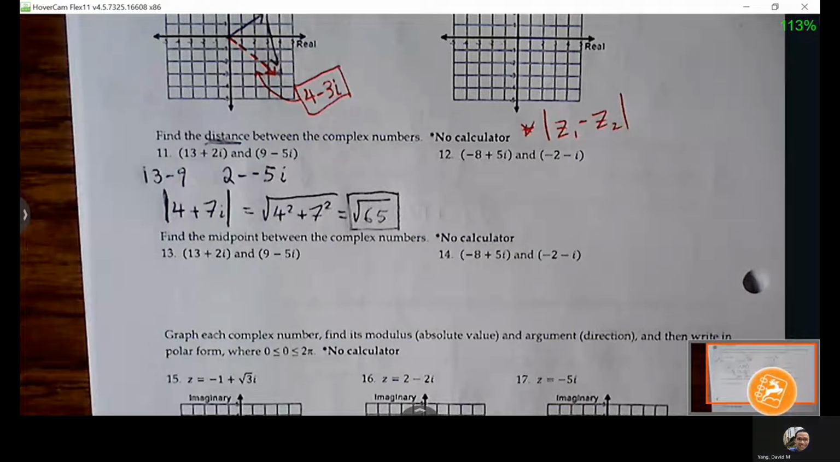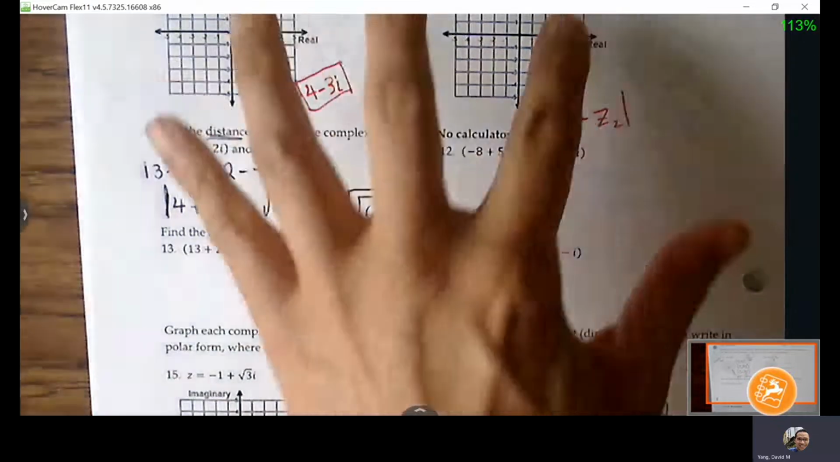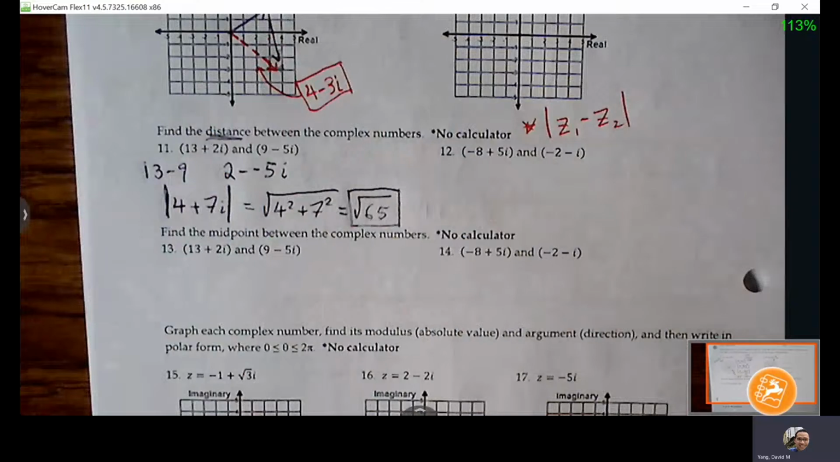Question? Okay, we'll come back to 12 if we have time. I just want to make sure I hit every type of problem, and then the remaining time we'll go back and get some extra practice.